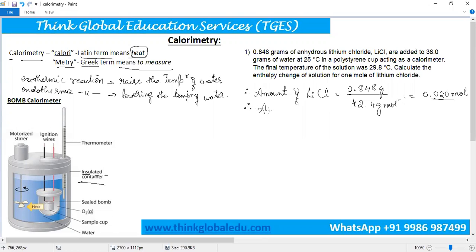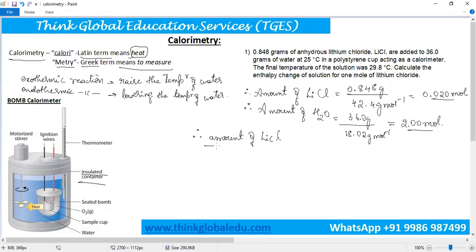And the next reactant is the water. Therefore, amount of water will be equal to 36.0 gram divided by 18.02 gram per mole, which will be equal to 2.00 mole. So now we have to take the ratio of the amounts of lithium chloride and the water, which will be equal to 0.02 mole divided by 2 mole, that is 0.01.